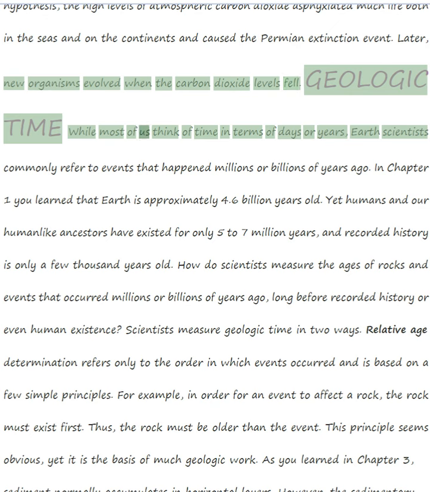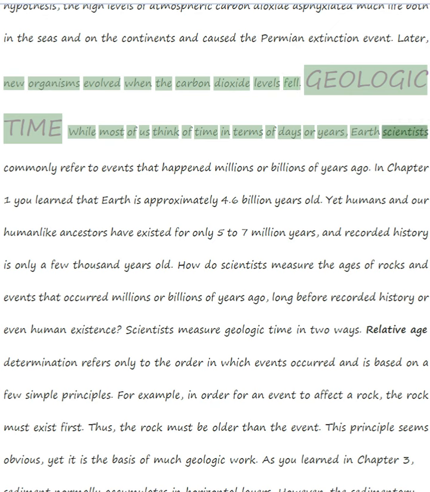Geologic time. While most of us think of time in terms of days or years, Earth scientists commonly refer to events that happened millions or billions of years ago. In Chapter 1 you learned that Earth is approximately 4.6 billion years old. Yet humans and our human-like ancestors have existed for only 5 to 7 million years, and recorded history is only a few thousand years old. How do scientists measure the ages of rocks and events that occurred millions or billions of years ago, long before recorded history or even human existence?